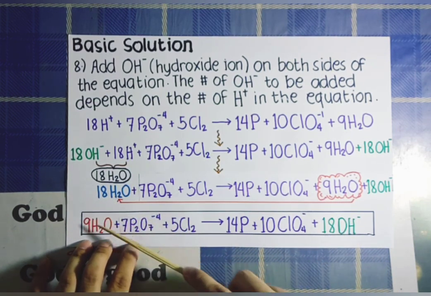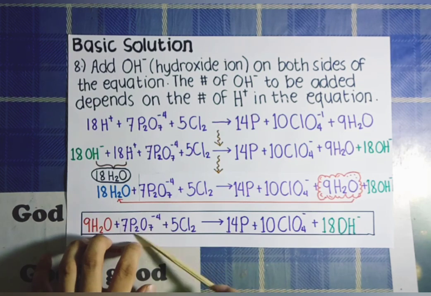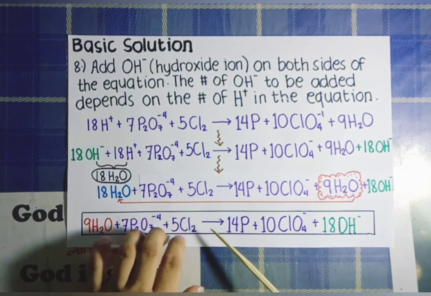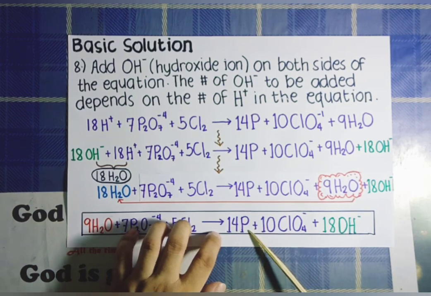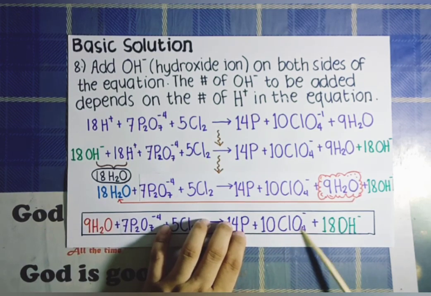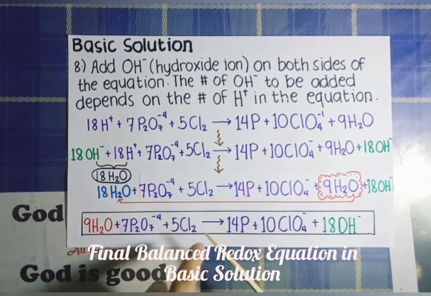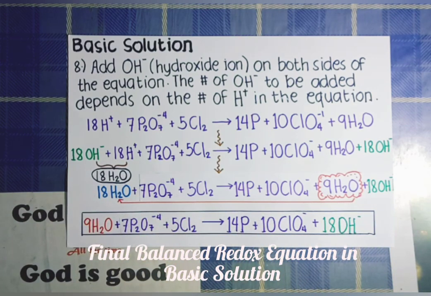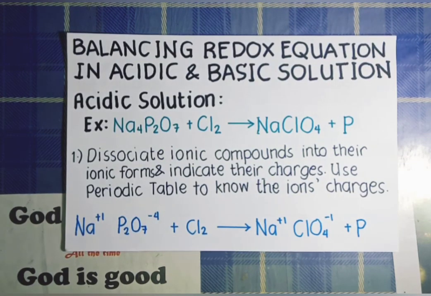9 water molecules plus 7 pyrophosphate ions plus 5 chlorine gas will yield to 14 phosphorus plus 10 perchlorate ions plus 18 hydroxide ions. This is now our final balanced redox equation in basic solution. So that is how we can balance redox equations in acidic and basic solutions.